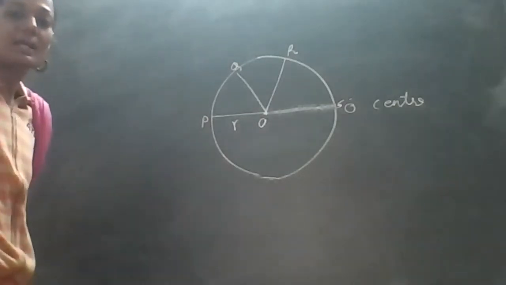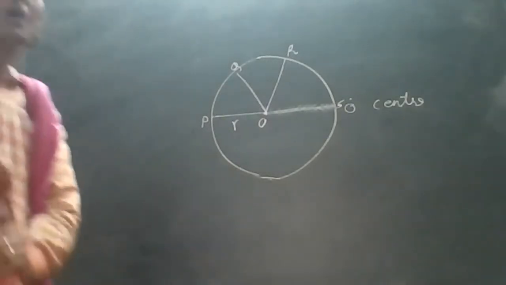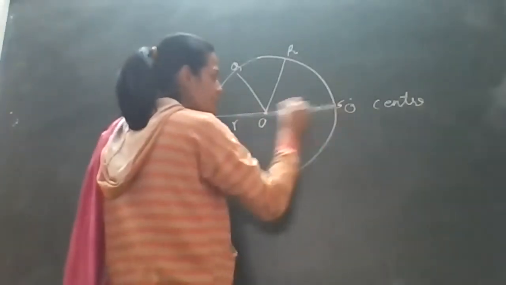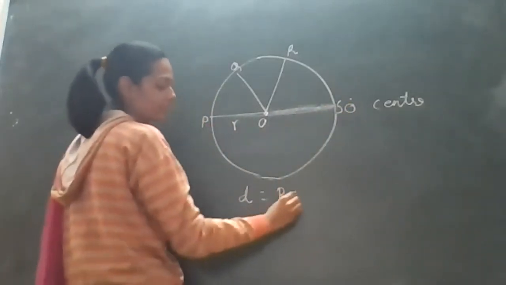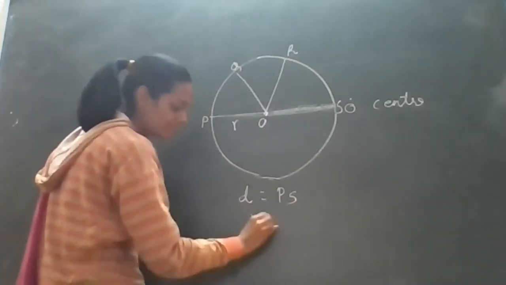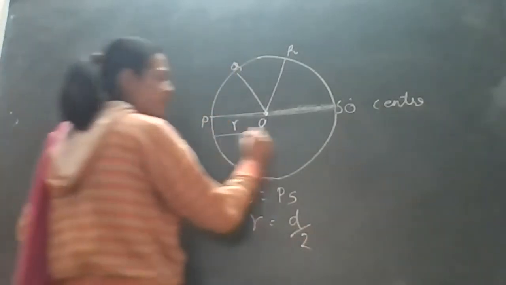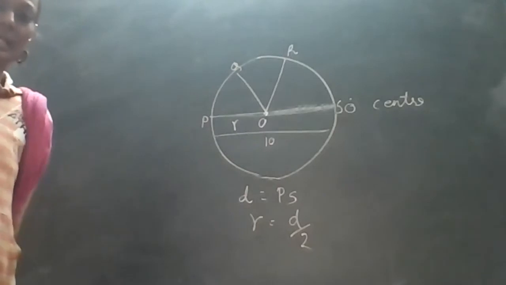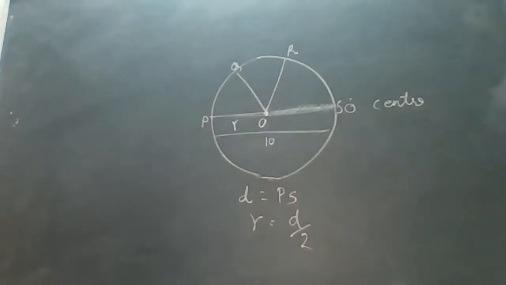Now, what do you mean by diameter? A diameter is a chord which passes through the center of the circle. So this is one type of chord which passes through the center. This P and S is called a diameter. And the diameter is always twice the radius, half of the circle. Radius is half of the diameter, right? So if the diameter is 10, what will be the radius? 5, right? That is the half.